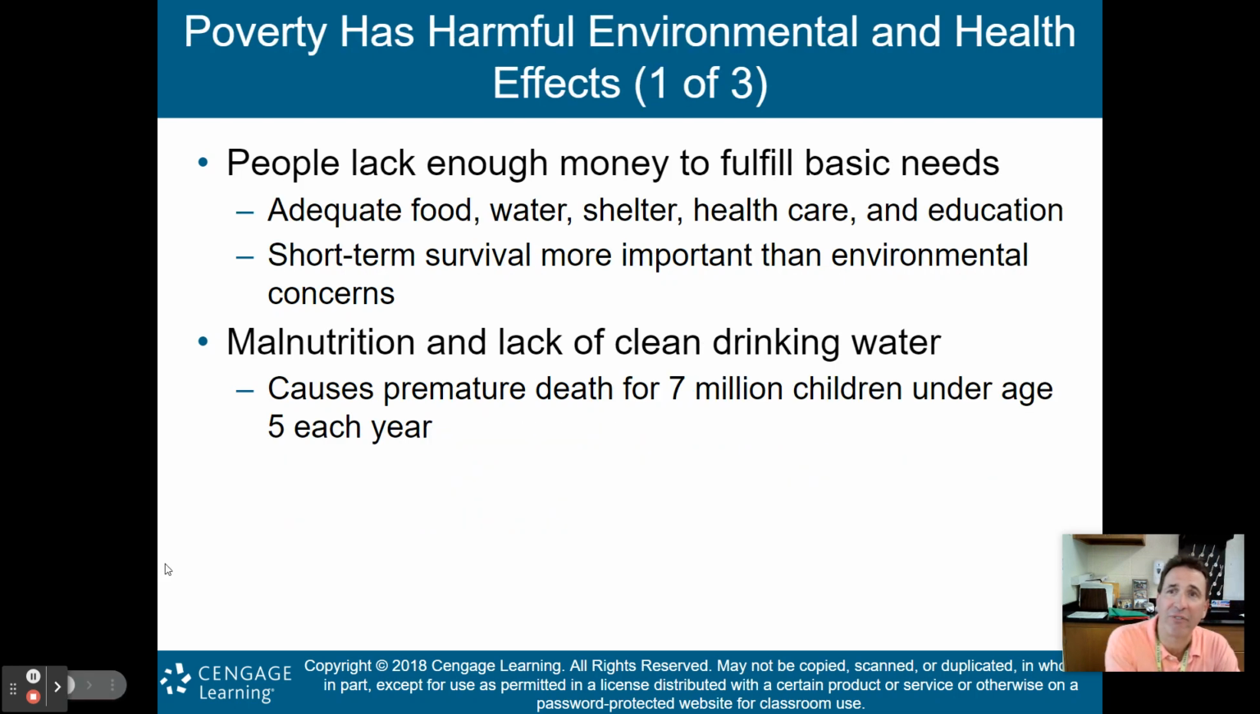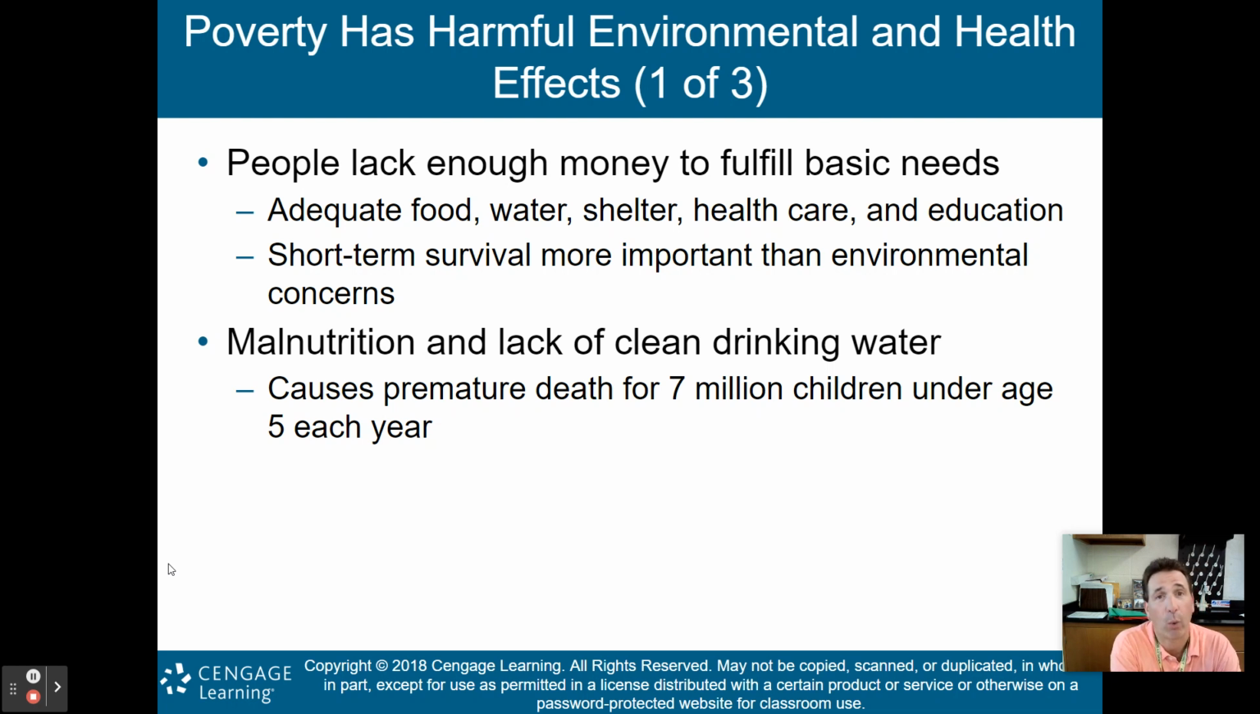Poverty has harmful environmental and health effects. We spoke about this a little bit in part one. We talked about how poverty does bring about some environmental and adverse health effects. So people who lack money lack that money to fulfill basic needs: adequate food, water, shelter, healthcare, and education. As a result, to them, short-term survival is much more important than environmental concerns, obviously, right?